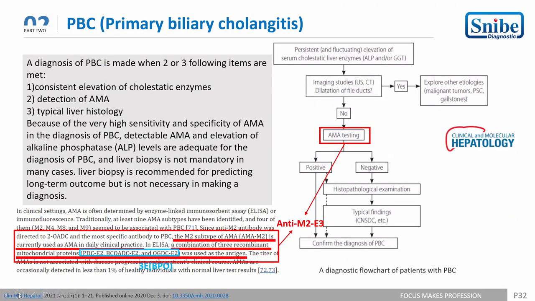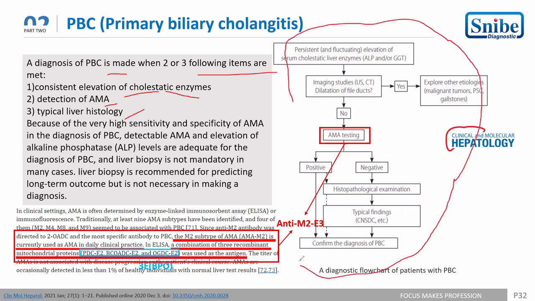So if we go to primary biliary cholangitis, the diagnosis is made with 2 or 3 items. Consider evaluation of cholestatic enzymes, the detection of AMA, and histopathology, and this is all in the clinical and molecular hepatology guidelines. They have guidelines for imaging studies, including dilatation of the bile duct. And then AMA testing is required, and then they go for typical findings to confirm the diagnosis of PBC, which is primary biliary cholangitis.